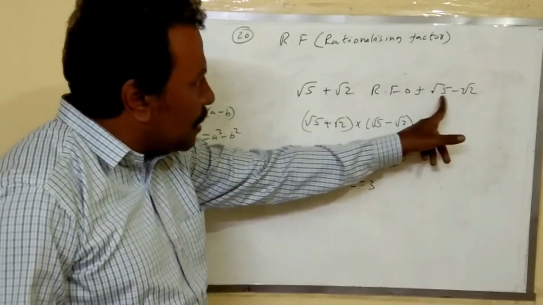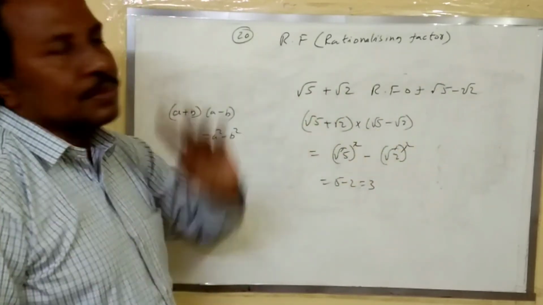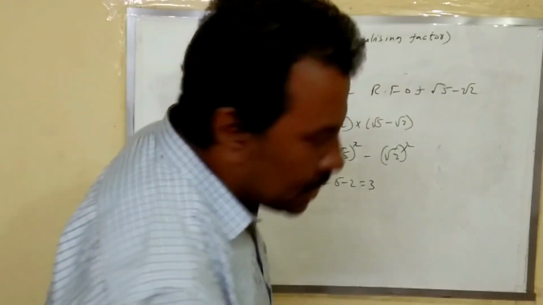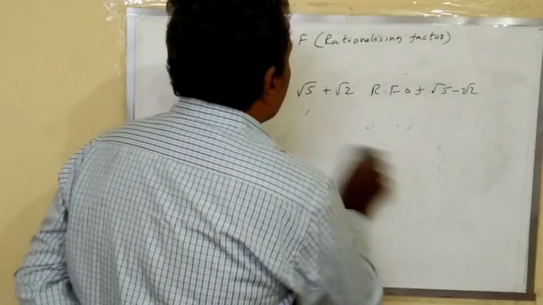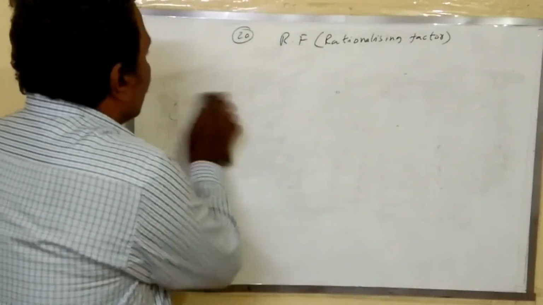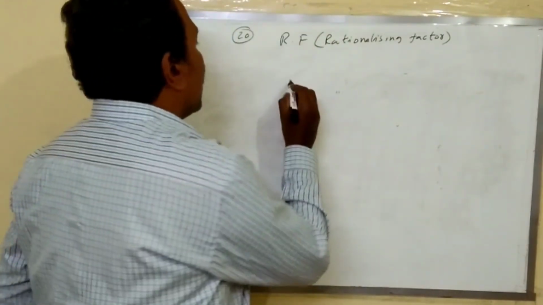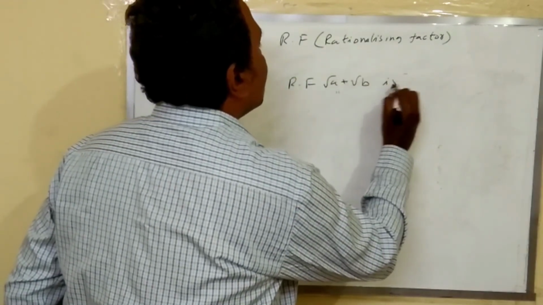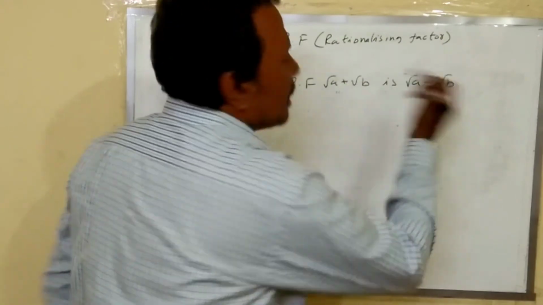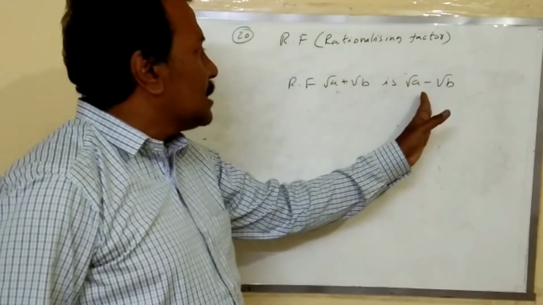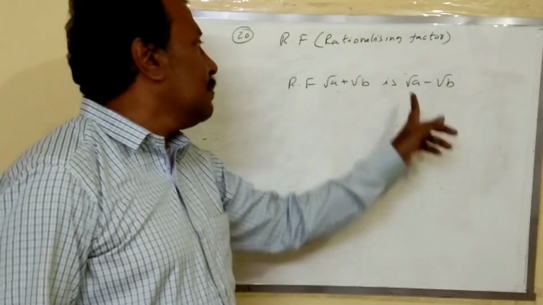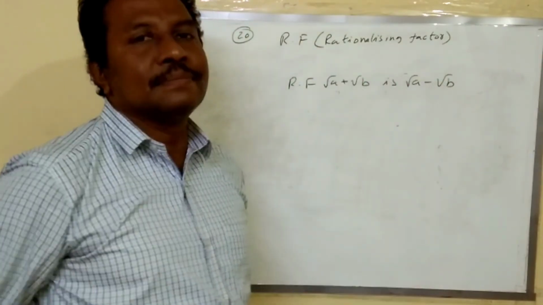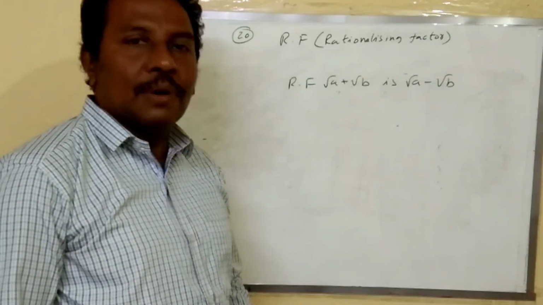And the RF of root 5 minus root 2 is root 5 plus root 2. Okay? So from this, what you understood? We understood that the RF of root a plus root b is root a minus root b, and vice versa. The RF of root a minus root b is root a plus root b. So both are RFs to each other. Okay? Hope you understood what is an RF.